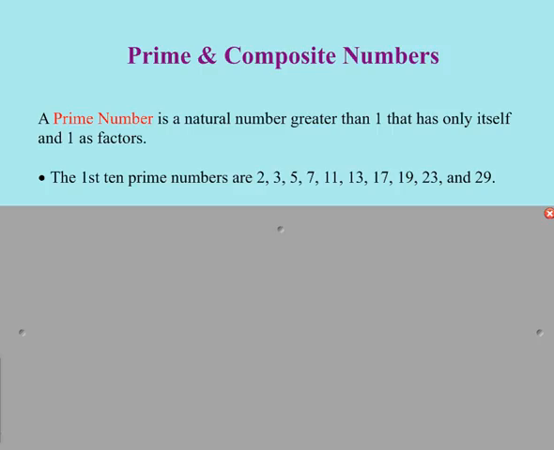Prime and composite numbers. A prime number is a natural number greater than 1 that has only itself and 1 as factors. The first 10 prime numbers are 2, 3, 5, 7, 11, 13, 17, 19, 23, and 29. Each of these numbers is only divisible by itself and 1.